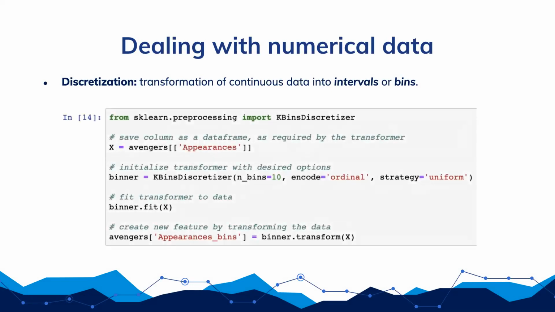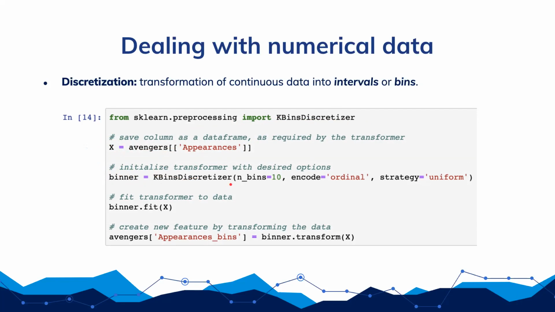One way to do this is using one of these transformers. The first one I'm going to introduce is the KBinsDiscretizer. The way you use these transformers is always the same, so I'm going into detail on this first one, and then you'll see the idea is the same for all the others. First, I'm going to use the appearances column in the Avengers data frame. Then you have to initialize the transformer. You have to give it a name, like here I call it binner, and then use the options available for the specific transformer.